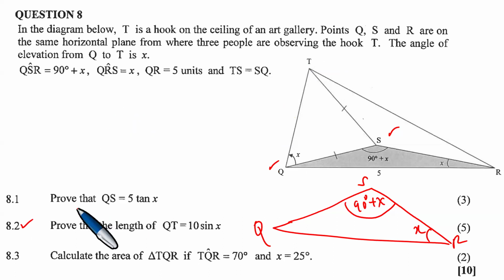So what exactly can we do here? The angle of elevation from Q to T is x, meaning this angle here is x. So what rule do we use to find the length of QT? What rule can we use here?